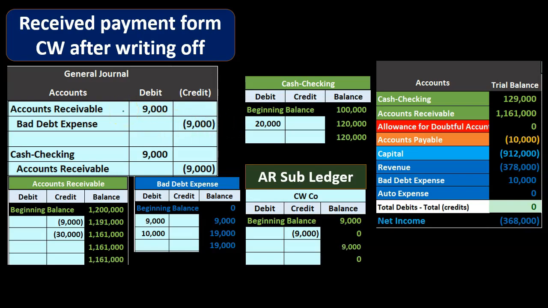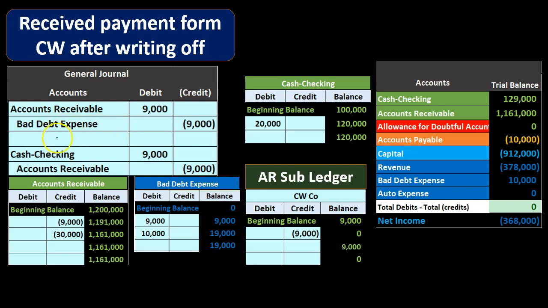Under the direct write-off method, we credited accounts receivable and we debited bad debt. We're going to reverse that. Going to put them back on the books, increasing the accounts receivable by the $9,000. Decreasing bad debt. Unusual account here. Bad debt expense typically only goes up with debits. This is an exception to the rule. We are reversing it under the direct write-off method. This being the difference between the allowance and direct write-off. Under the allowance method, this would be the allowance for doubtful accounts account.